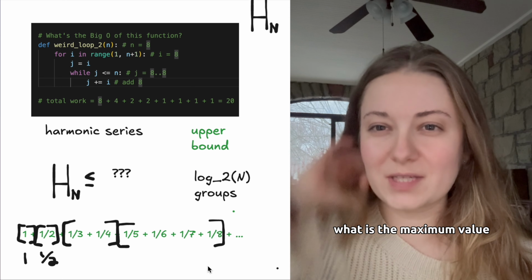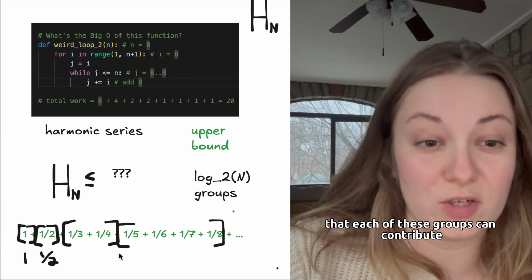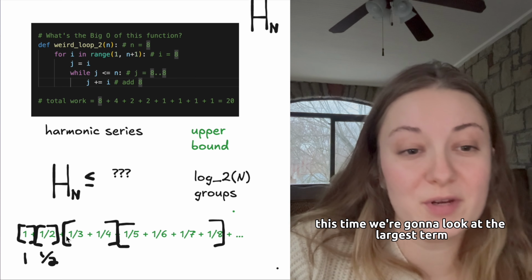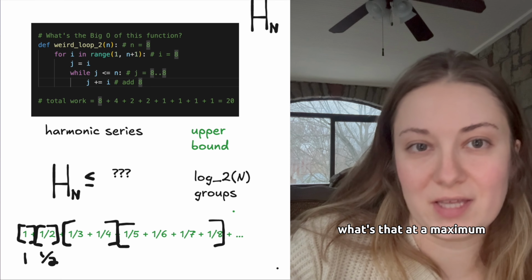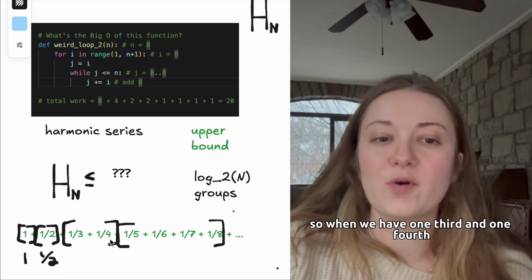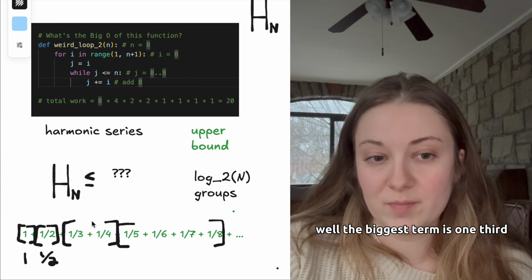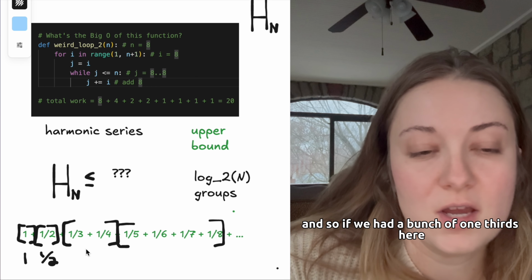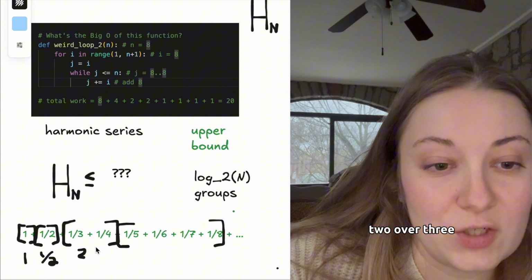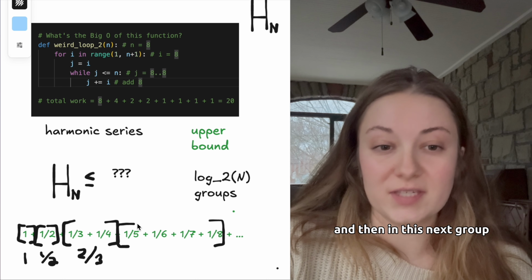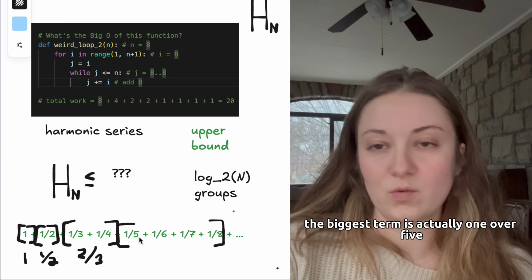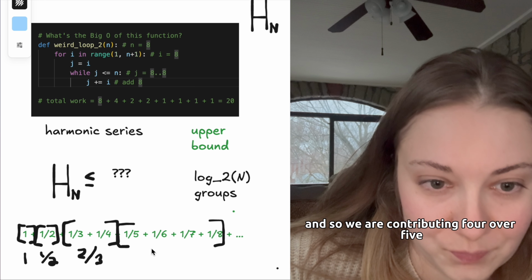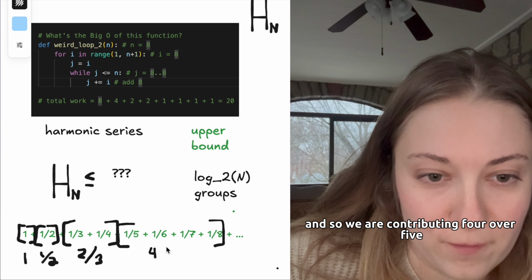Okay, so then what is the maximum value that each of these groups can contribute? Well, we're kind of going to do the opposite of what we did last time. This time we're going to look at the largest term. We're like, okay, what's that at a maximum? So when we have 1/3 and 1/4, well, the biggest term is 1/3, and there are 2 terms. And so if we had a bunch of 1/3s here, we would be contributing like 2 over 3. And then in this next group, the biggest term is actually 1 over 5, and we have 4 terms here. And so we are contributing 4 over 5.